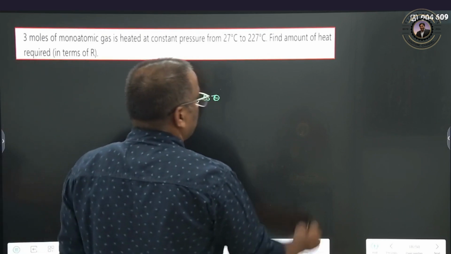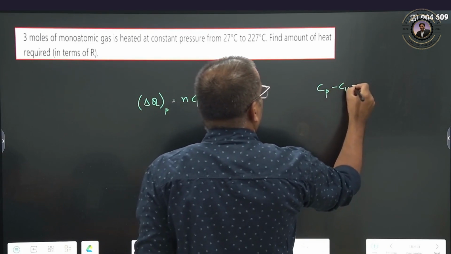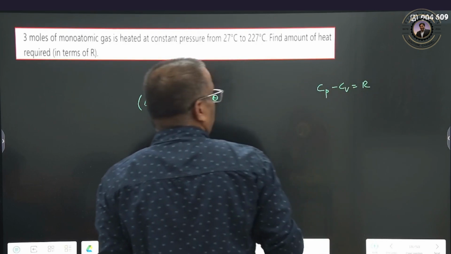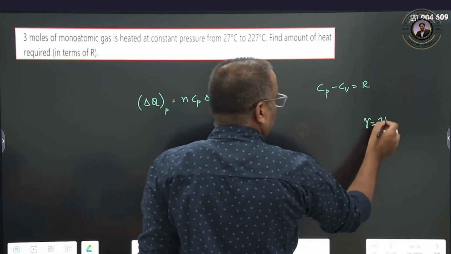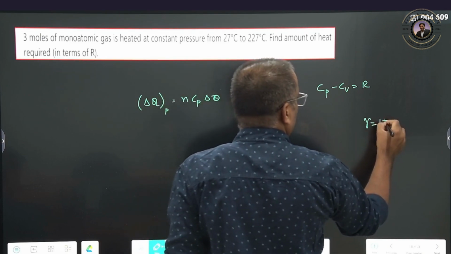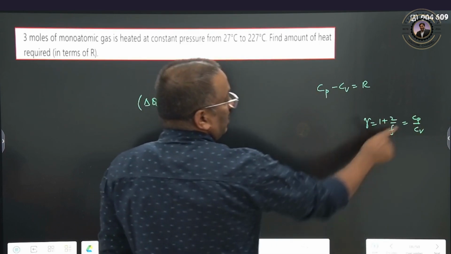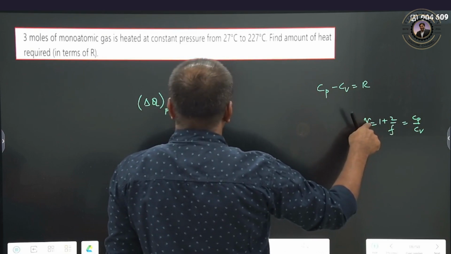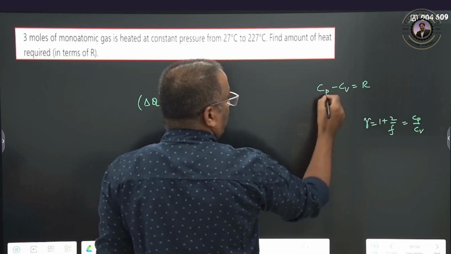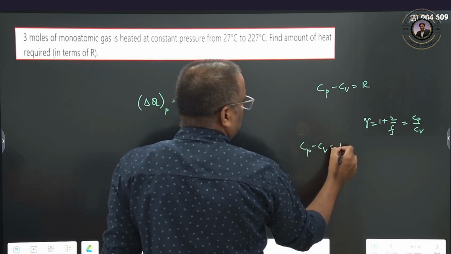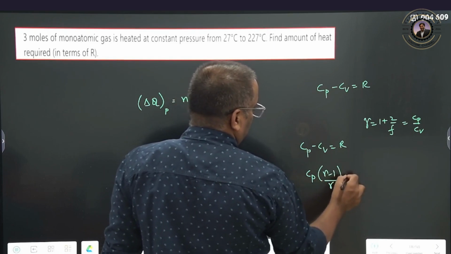Cp. Cp means how much now? Therefore here Cp, what is the formula? Cp minus Cv is equals to R. Therefore here Cp by Cv, gamma is equals to Cp by Cv, gamma is equals to 1 plus 2 by f. These two compulsory you need to remember. Cv is equals to Cp by gamma, therefore what you can write it now, Cp minus Cv is equals to R. So therefore Cp times gamma minus 1 by gamma is equals to R.